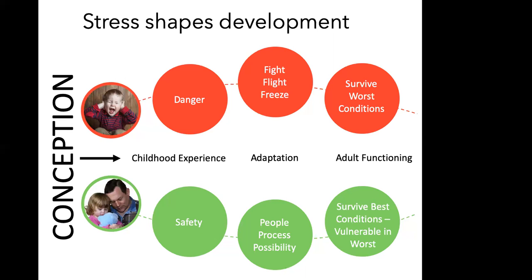For example, when we look at the child in red on the top of the screen, his early experiences during childhood were those of danger and insecurity. His adaptation to these toxic stressors in his life was to turn on his fight, flight, or freeze system, keeping himself safe from the unpredictable family environment he was growing up in. Translating that into adult functioning, he's set up to survive the worst conditions. His nervous system is primed and ready to go, always looking for what's coming next.